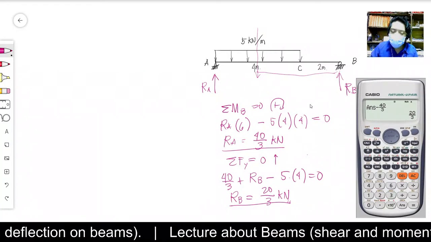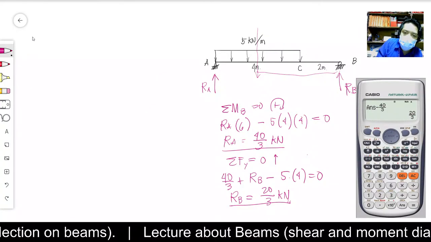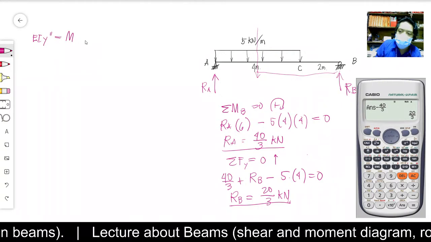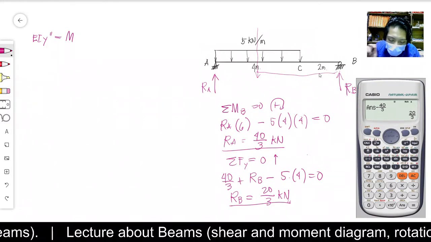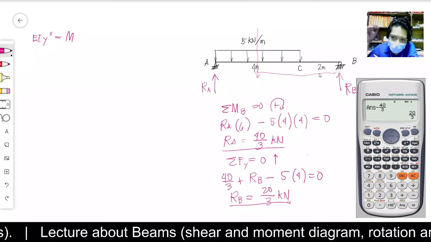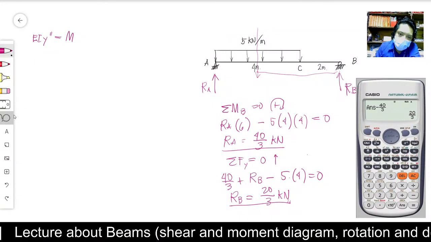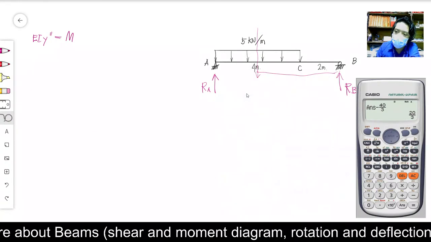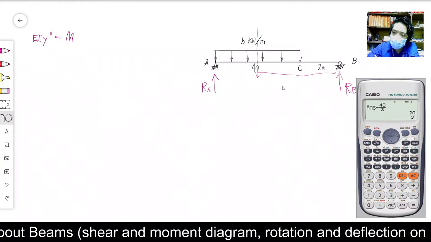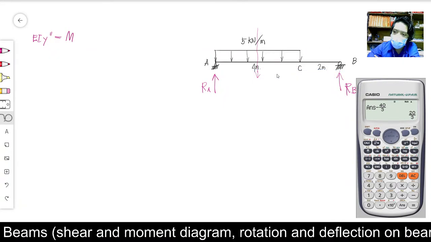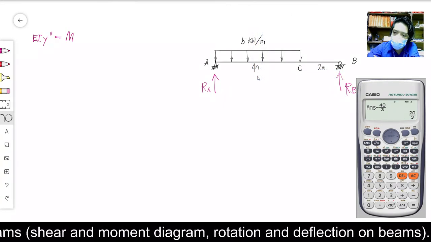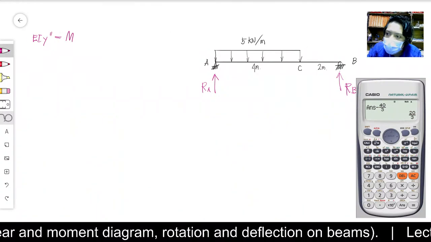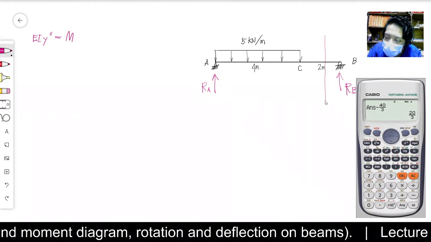Okay, next, we need to construct an EI moment diagram. So we have EI y double prime equal to the moment. Take note, we get the EI moment equation at the last segment. Let me erase this one. Okay, here we pass the cutting plane at the last segment.